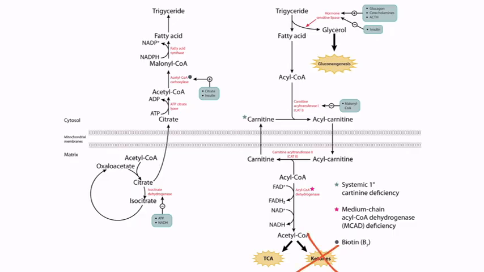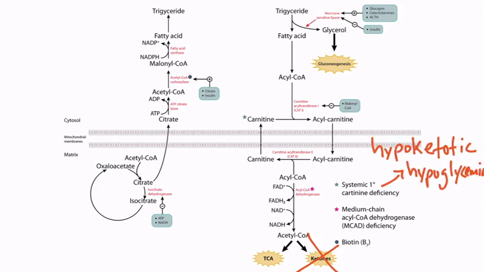Because ketones cannot be formed, the patient will also be hypoketotic. This results in the unique presentation of hypoketotic hypoglycemia. Because long-chain fatty acids require the carnitine shuttle to enter the mitochondrial matrix, these will accumulate within the liver, resulting in liver dysfunction, hyperammonemia, and encephalopathy. So increased long-chain fatty acids results in liver dysfunction.